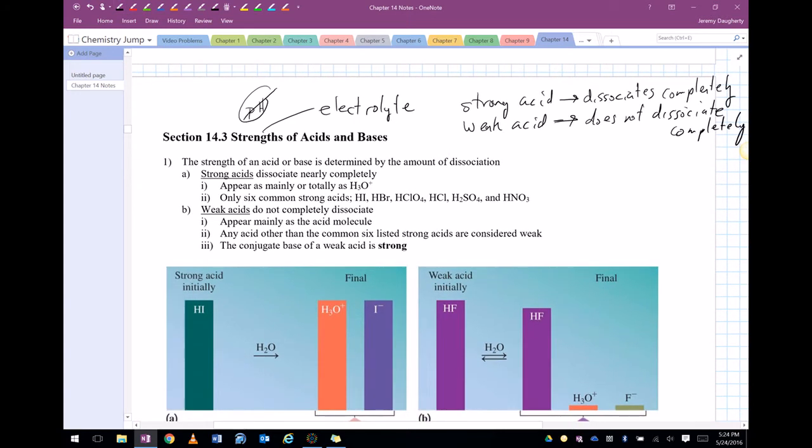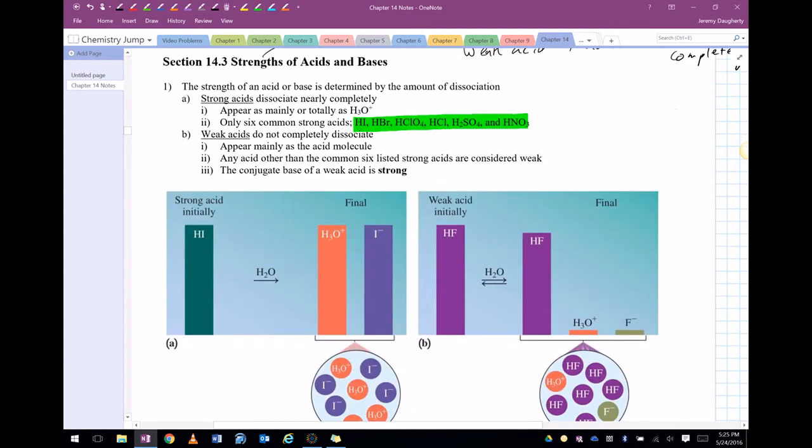Okay? Now, there are 6 common strong acids. You need to memorize these. All right? Element names and symbols, polyatomic ions, these 6 common strong acids. If it's not one of these 6 common strong acids, it's a weak acid. Right? So let's look here.